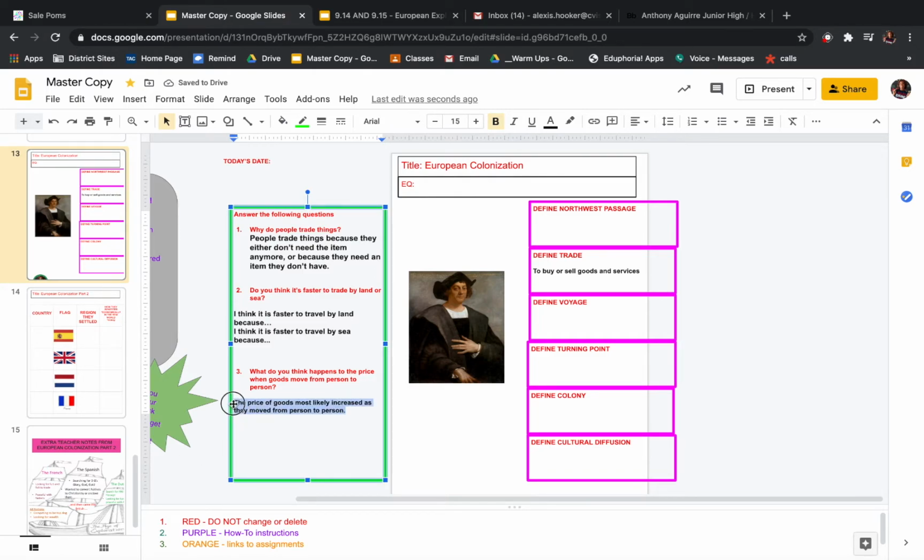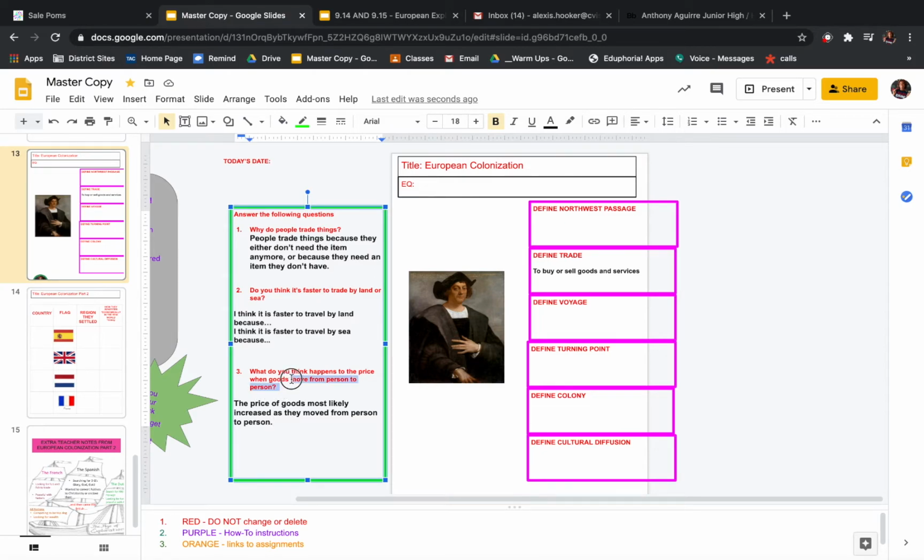I'm going to highlight this, go up here by the number and make it a little bigger. A couple things I want to show you guys. When you are answering questions, you have to use the question itself to help you come up with your answer in a complete sentence. So what do you think happens to the price when goods move from person to person? So I'm going to start my sentence out. The price of goods, because that's what it's asking. What happens to the price? Most likely, and then I answer it. I say it increases as they move from person to person.